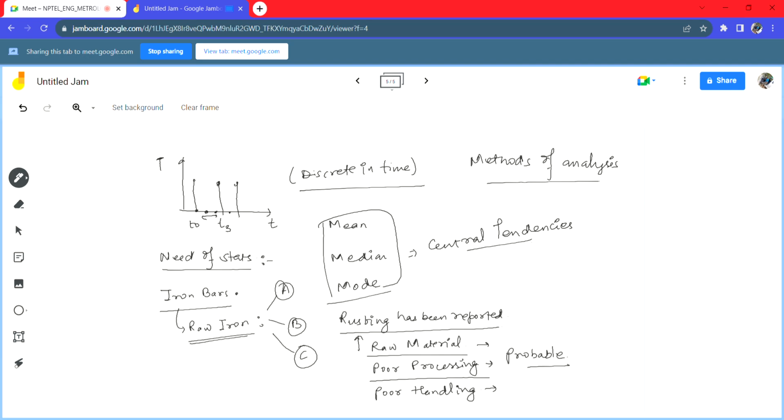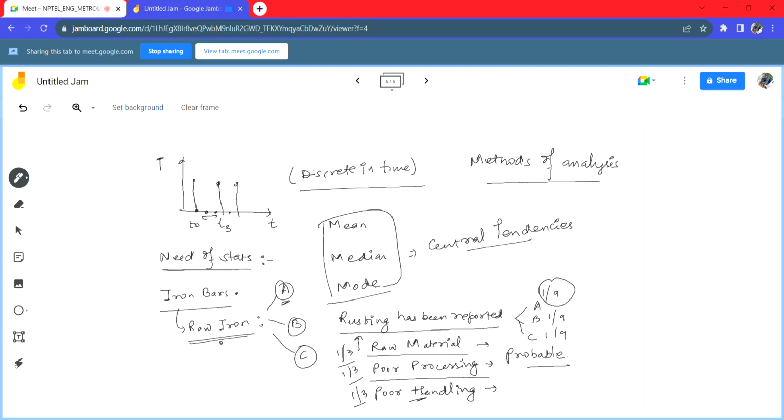Now again, raw material comes from three parts, A, B and C. So if we have to identify the reason, I say that 1 by 3 is the probability of each of these three, all can be equally responsible. Now if this 1 by 3 is the probability for raw material, this again can be 1 by 3 of 1 by 3, so this can be 1 by 9, 1 by 9 and 1 by 9. So out of 9 possible reasons, one reason can be that rusting occurred because the iron came from state A. This is the information that I extracted from the data that I had. The data was raw iron from three states, poor processing, and poor handling methods.